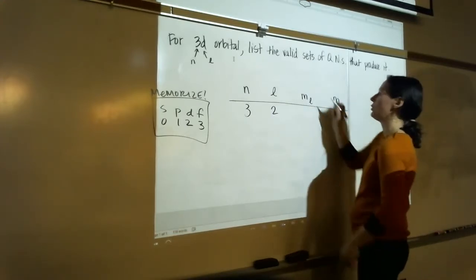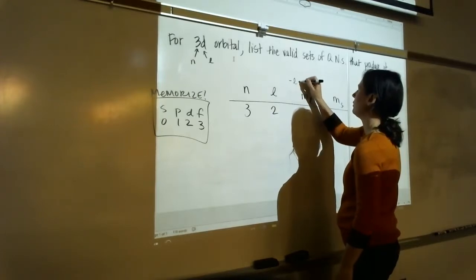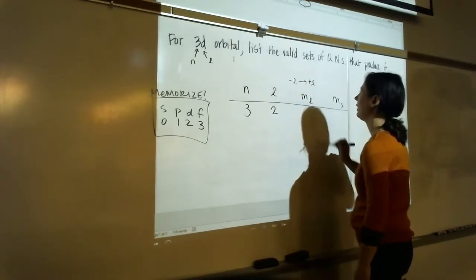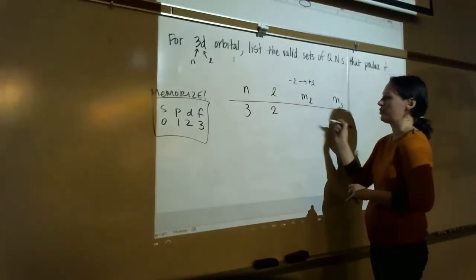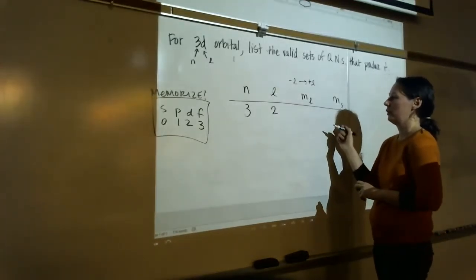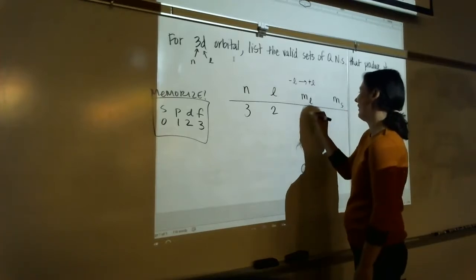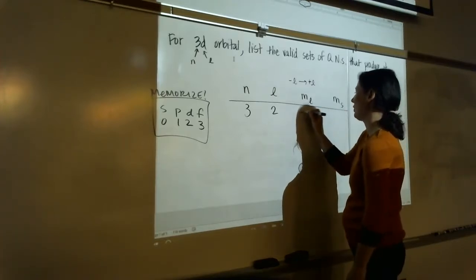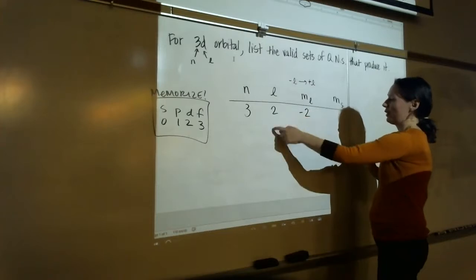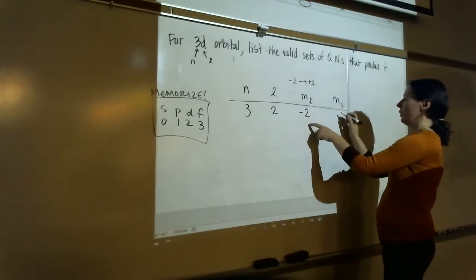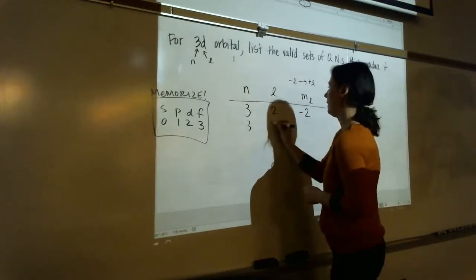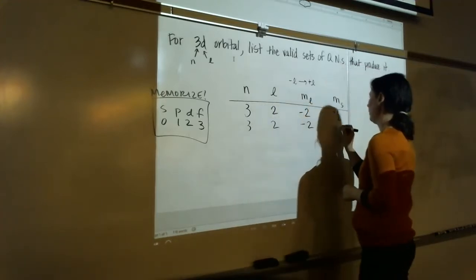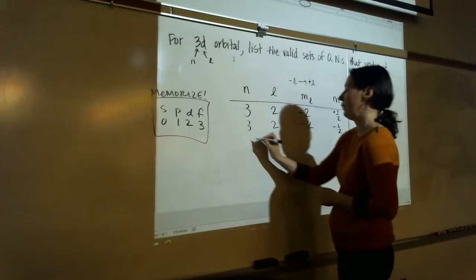M sub L goes from negative L to positive L, including 0. So 3, 2, do you want to start negative or start positive? Let's start with negative. So 3, 2, -2, +1/2, right? 3, 2, -2, -1/2. Then what?